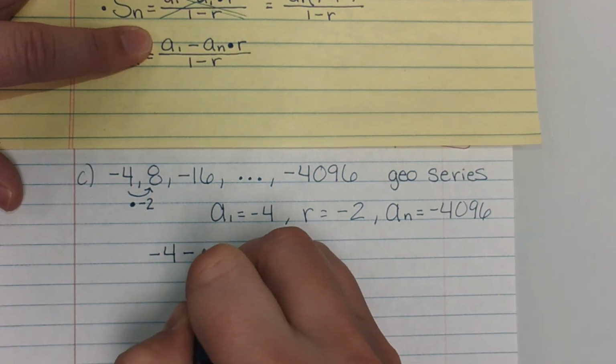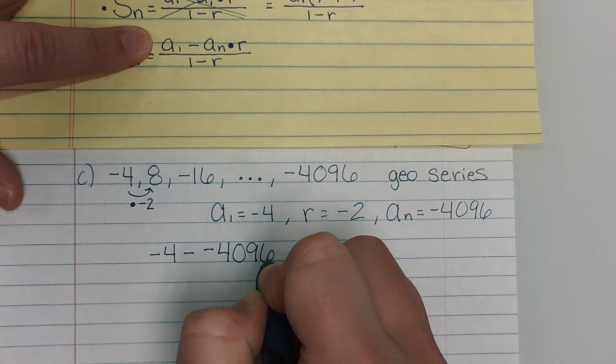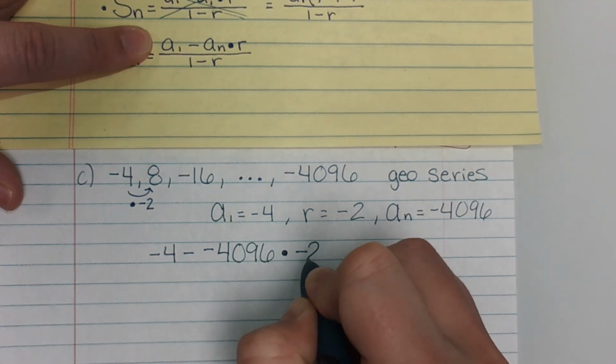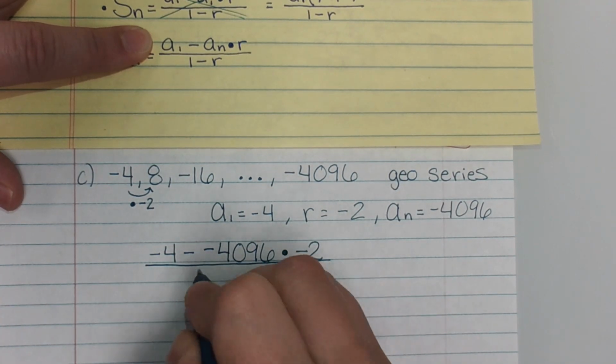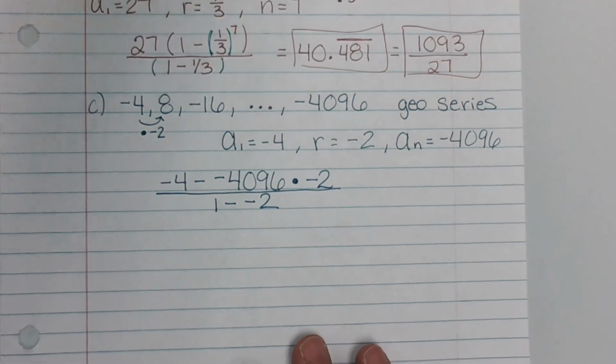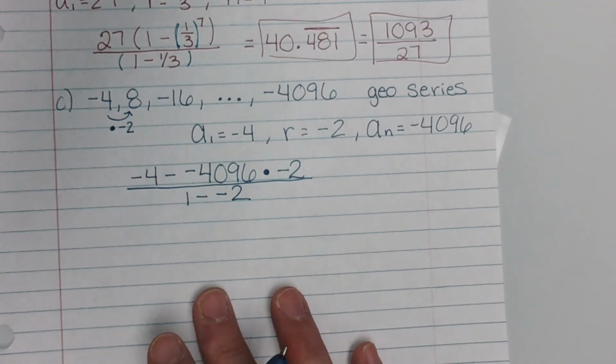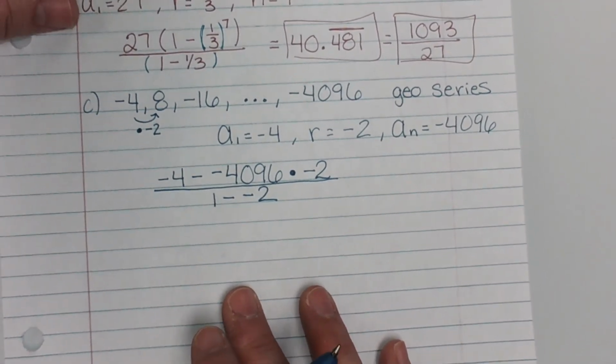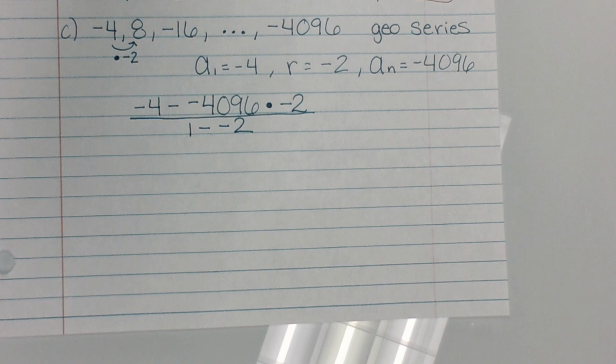-4 minus -4,096 times -2 all over 1 minus -2. This can be very calculator friendly as well. If I put parentheses, where do I need them? Up there somewhere? Perfect. Can you get a little more specific?